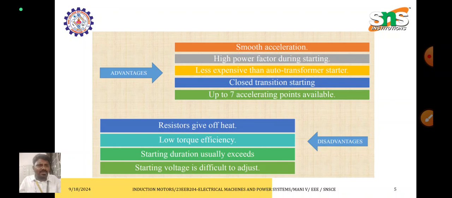And what is the major disadvantage? The resistors give off heat under starting conditions because the majority of the current will be converted into heat. There is also low torque efficiency, and the starting duration usually exceeds the preset value. The starting voltage is difficult to adjust, it cannot be adjusted, but during operation the applied voltage can be adjustable.